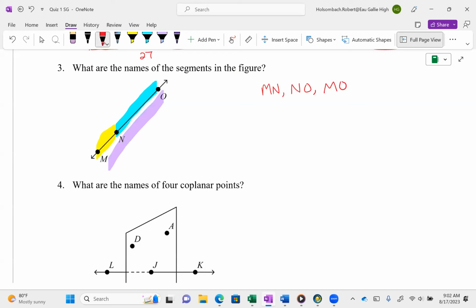Now, remember, when you're naming a segment or you're naming a line, you're using two points. When you're naming a segment, you're using the endpoints of the segment. The order of those letters doesn't matter. So you could also say NM, ON, or OM. Those are both good answers.